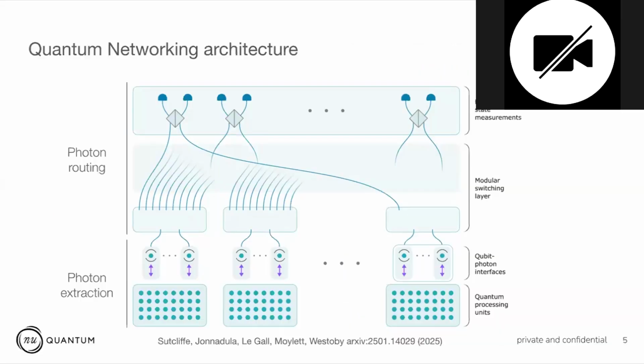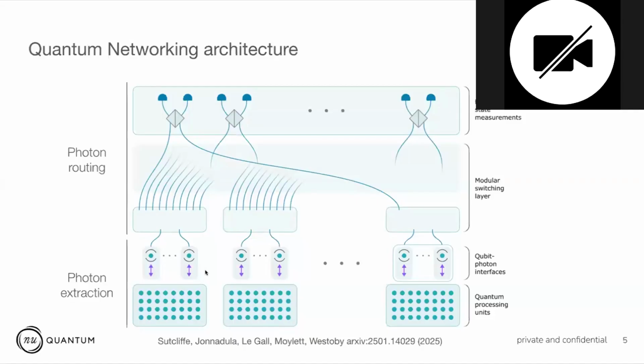Our architecture for photonic networking of quantum processing units is in 2 parts. So first, we need to extract photons from the matter qubits inside the processors. And then we need to route the photons through a switching fabric and finally into an array of Bell state measurement devices that can perform a joint measurement on the 2 photons, projecting the matter qubits into an entangled state.